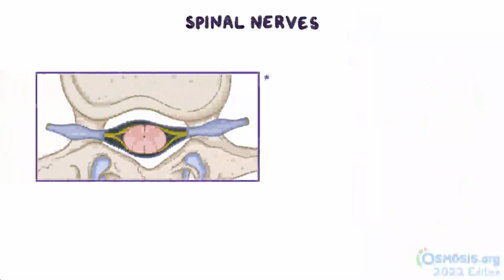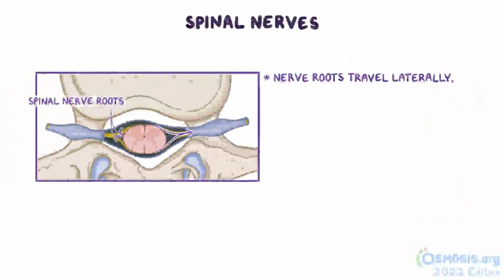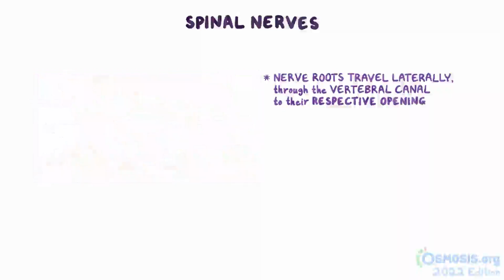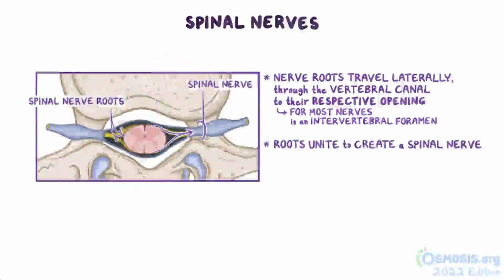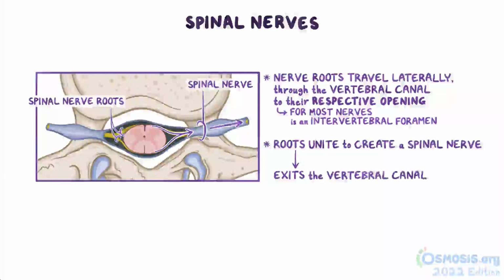Let's take a closer look at the spinal nerves. Spinal nerve roots travel laterally from their spinal cord segment through the vertebral canal to their respective opening, which for most spinal nerves is an intervertebral foramen. Just before reaching the opening, the roots unite to create a spinal nerve, which then exits the vertebral canal.